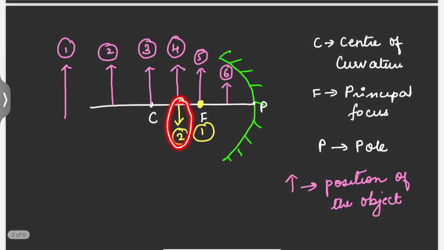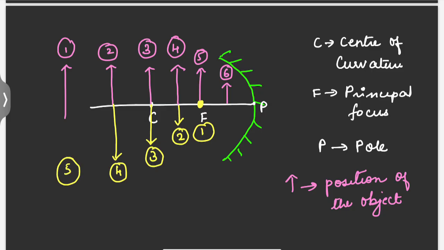And for the second one, you will be getting it here. Third one, you will be getting exactly on C. So this is the image formed. And in the fourth one, you can see it will be formed here. And in the fifth one, you can see it will be formed at infinity. So this is infinity. So it is formed at infinity.